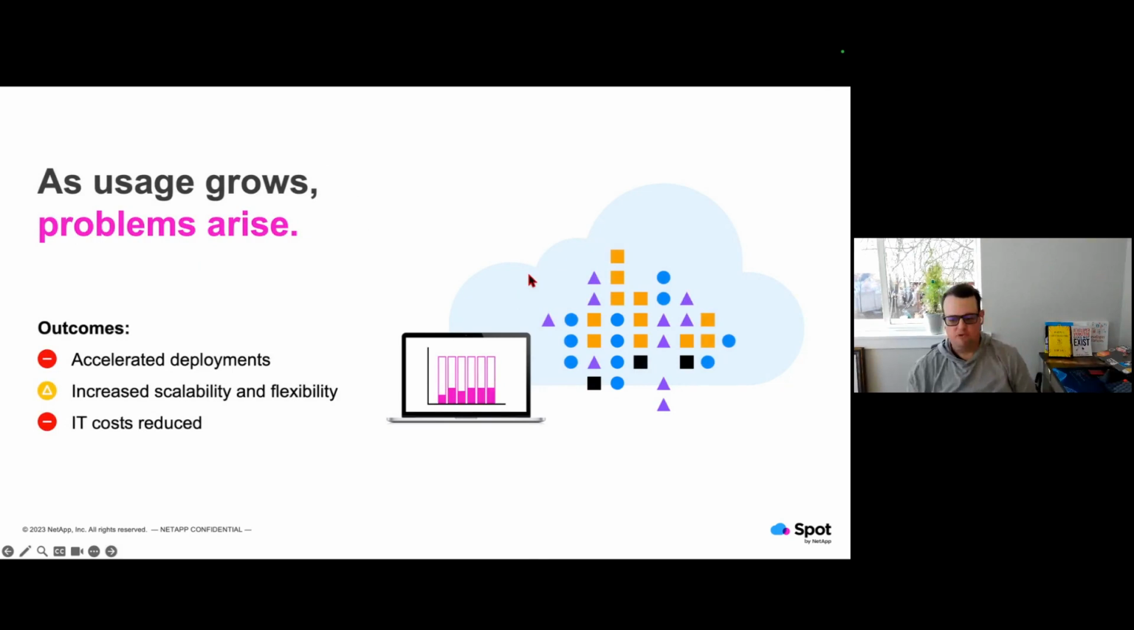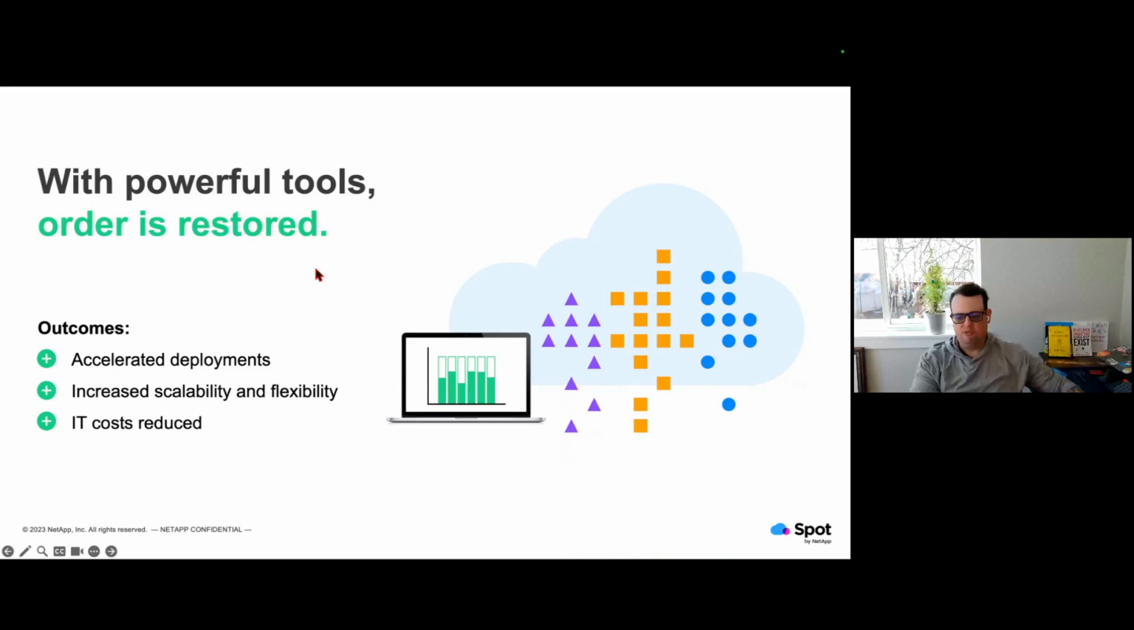But as usage grows and workloads grow, problems arise. We are asked to do things faster and accelerate our deployments. We are asked to increase the scalability and flexibility of our workloads and make sure that we can go faster and deploy at a more rapid pace and get our products to market. And while originally our IT costs were reduced, we see them start to increase.